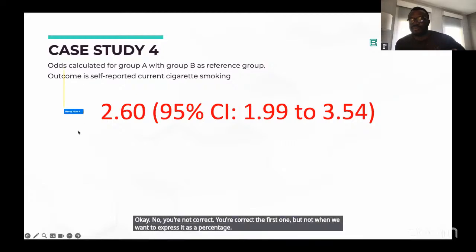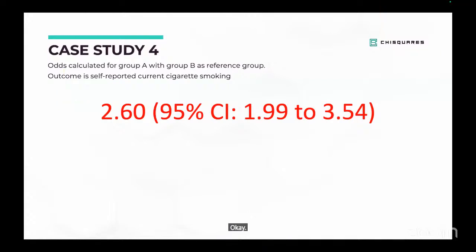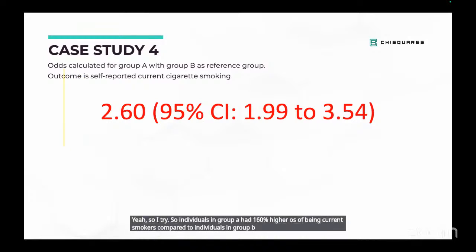Who wants to help us out in that regard? I think I saw an answer here. Dr. Eric. Yeah, so I tried. So individuals in group A had 160% higher odds of being current smokers compared to individuals in group B. And this association is statistically significant.